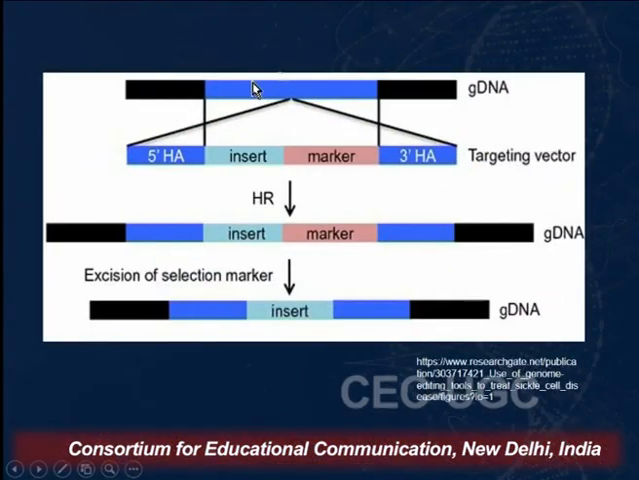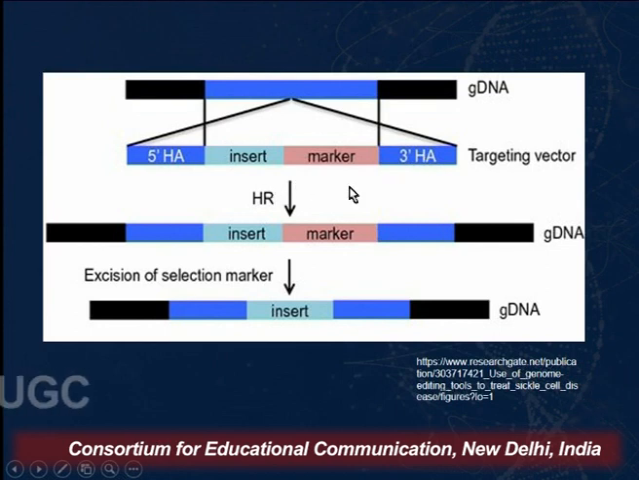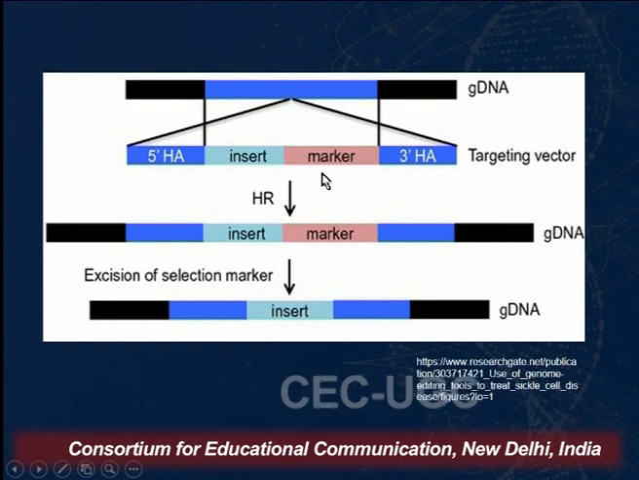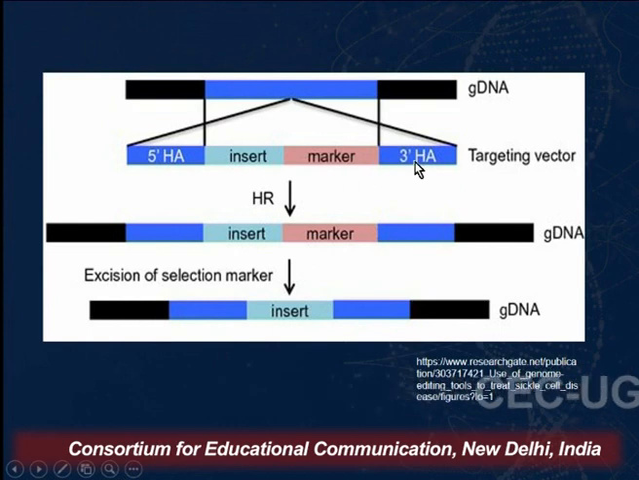Then, for example, this is the target genome, and this is for example the vector. So this is the genomic DNA, this is the targeting vector. Now it is having some homology. So these are the homologous sequences to the genomic DNA.